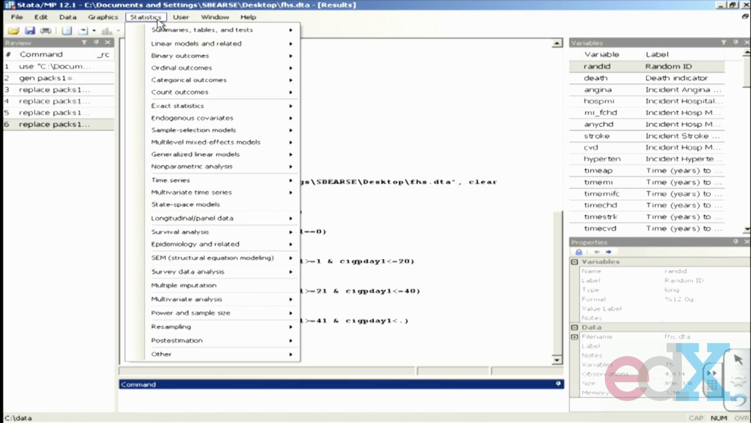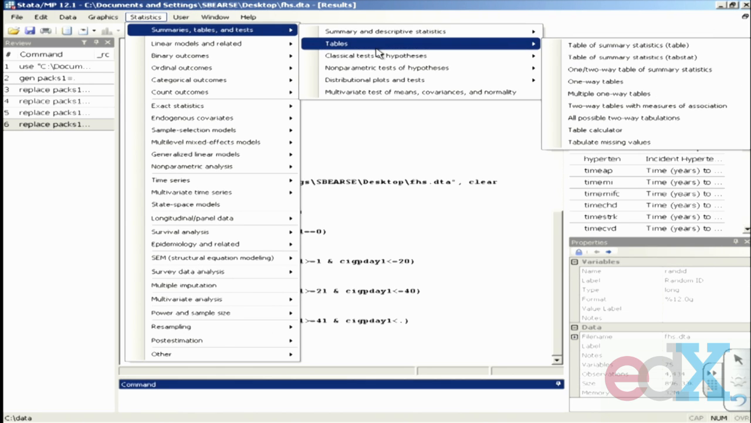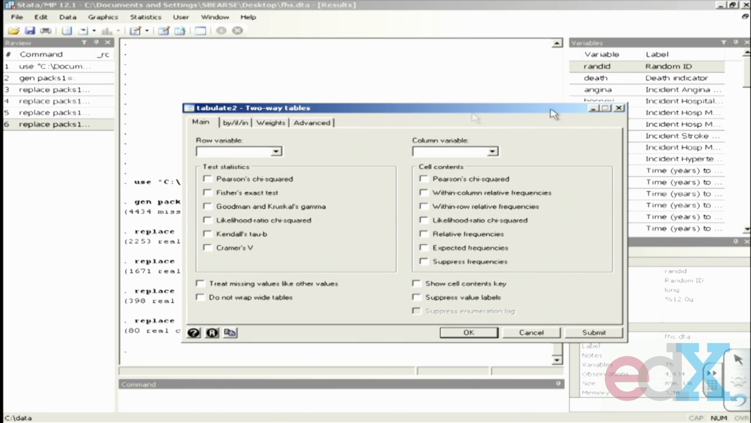We're going to go to Statistics, Summary Tables and Tests, Tables, 2A tables with measures of association. Our row variable is going to be our new variable packs1. And our column variable is going to be prevalent coronary heart disease at visit 1. And we're going to ask STATA to show us those relative frequencies.